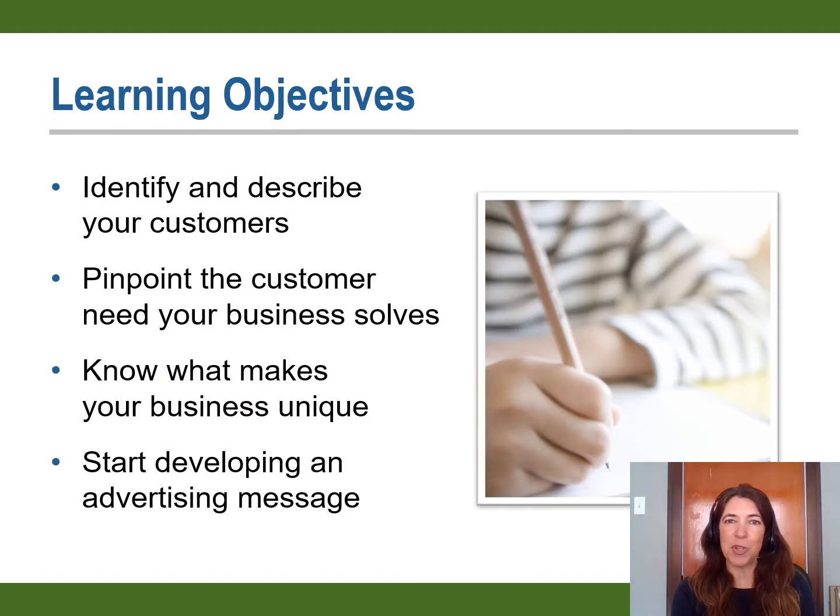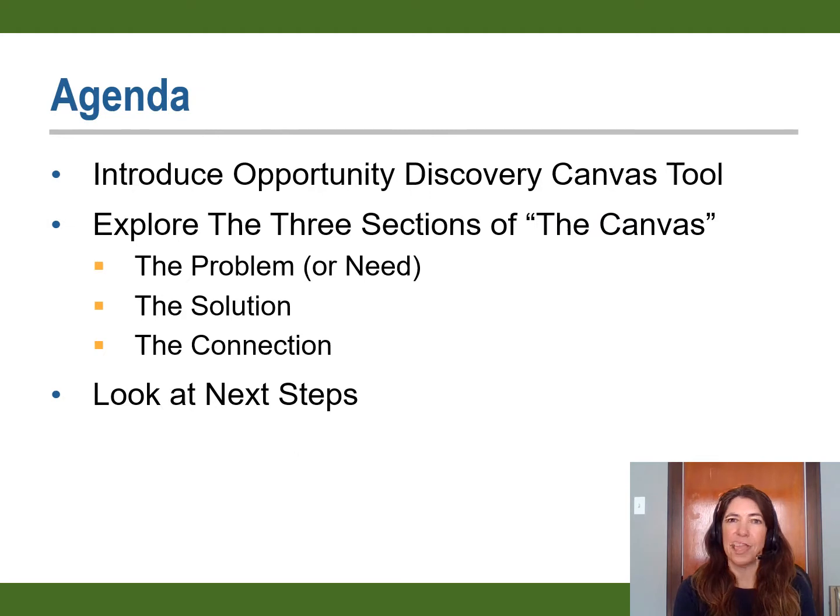In this module, we will identify and describe your customers, pinpoint the customer need your business solves, know what makes your business unique, and start to develop an advertising message. We'll start by introducing the Canvas tool. We'll explore the 3 sections of the Canvas tool: the need, the solution, and the connection. And finally, we'll review next steps.